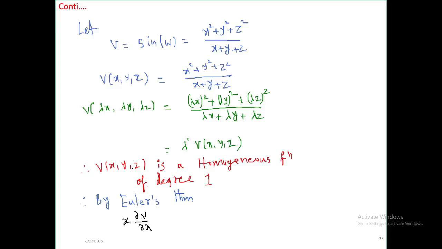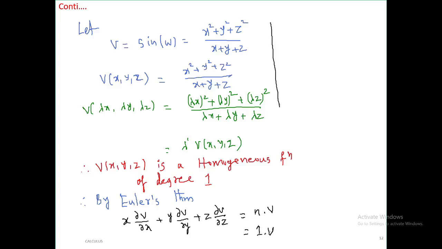Since v is a homogeneous function of degree 1, therefore with respect to v I am writing x into dou v by dou x plus y into dou v by dou y, because v is a function of three variables, plus z into dou v by dou z. This value is n into v. And substitute here, what is n? N is 1 here because it is a homogeneous function of degree 1. 1 into v.